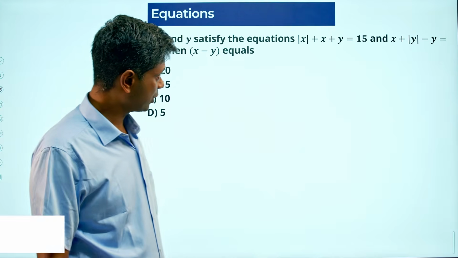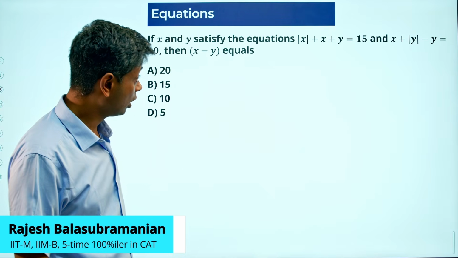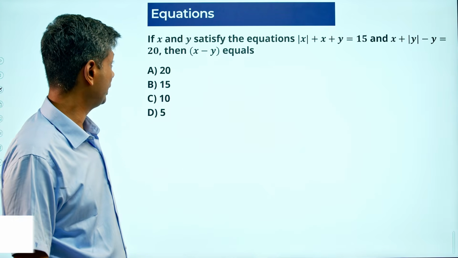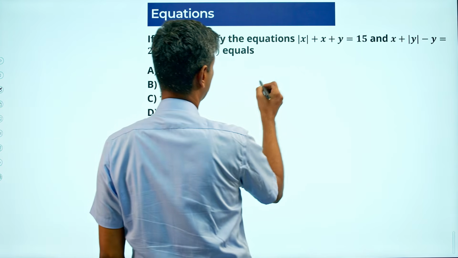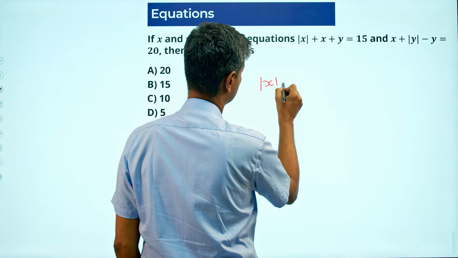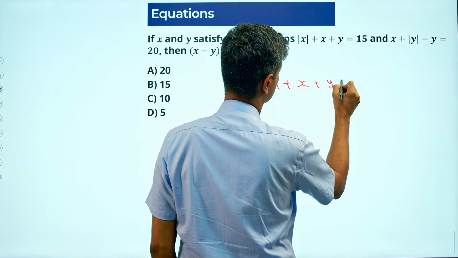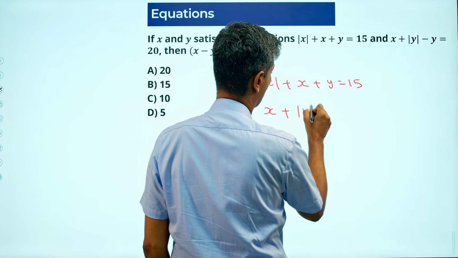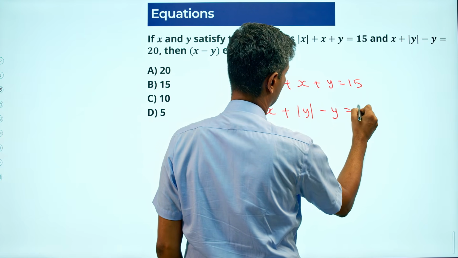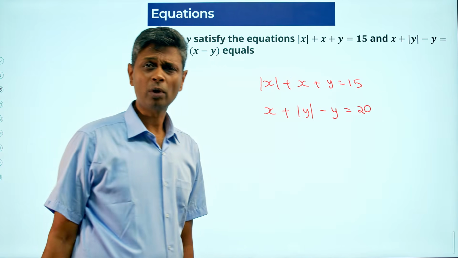If x and y satisfy the equations |x| + y = 15 and x + |y| - y = 20, then x - y equals what? There's a |x| + x here, and x + |y| - y = 20. We're going to fall back on our old approach.